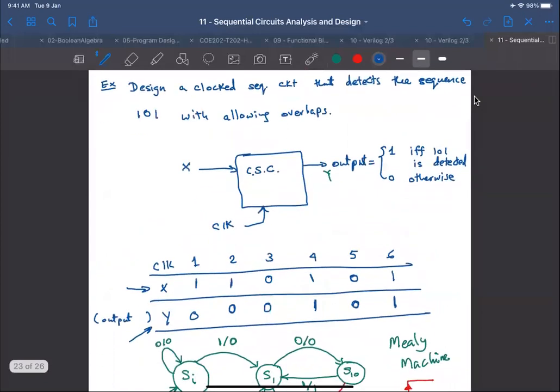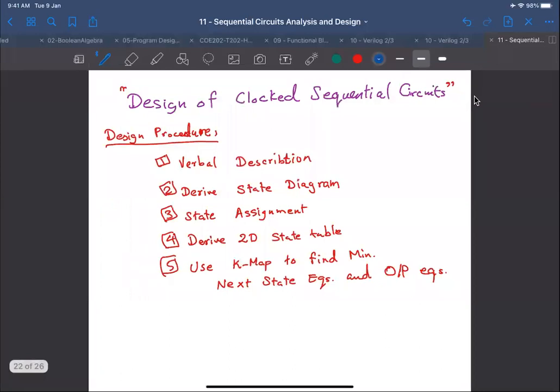In the previous lecture, we started the design procedure for sequential circuits. We said that basically the design procedure starts with the problem description or verbal description of the problem. This is followed by derivation of the state diagram, and then we do the state assignment. Then we derive a 2D state table and use K-map to find the next state equations and the output equations. And then we finally draw the circuit or the logic circuit, okay?